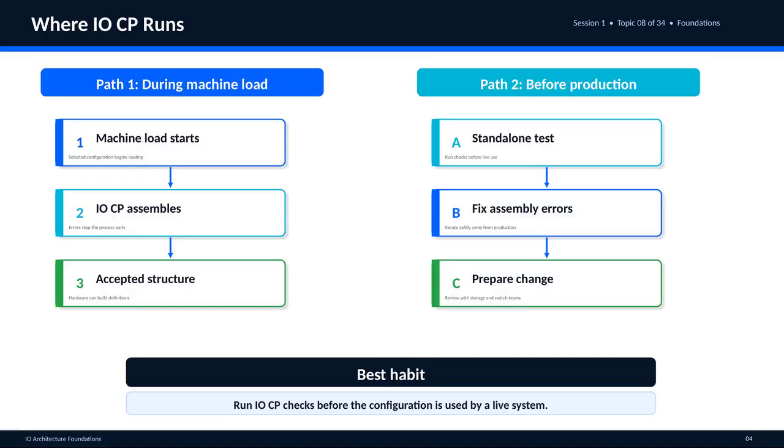IOCP can appear in two important moments. First, it runs during machine load, when the selected IOCDS is being brought into use. If the structure is invalid, the load stops. Second, IOCP can be run as a standalone test before the change reaches production. That second use is the safer habit. It is like checking a bridge design before the bridge is open to traffic. You want to discover missing columns, wrong keywords, or broken references while the work is still in a test space, not while the whole environment is waiting for startup to finish.